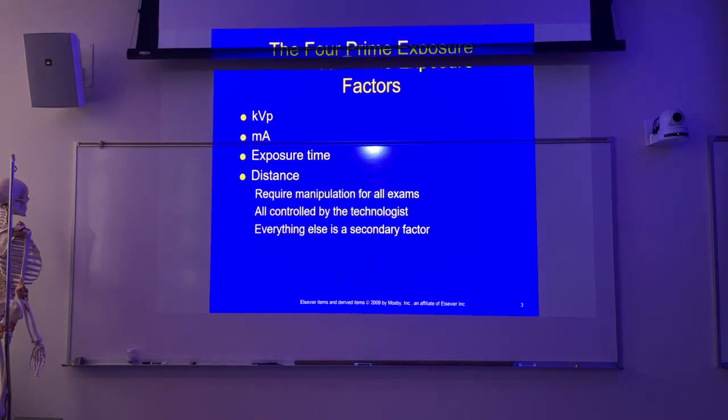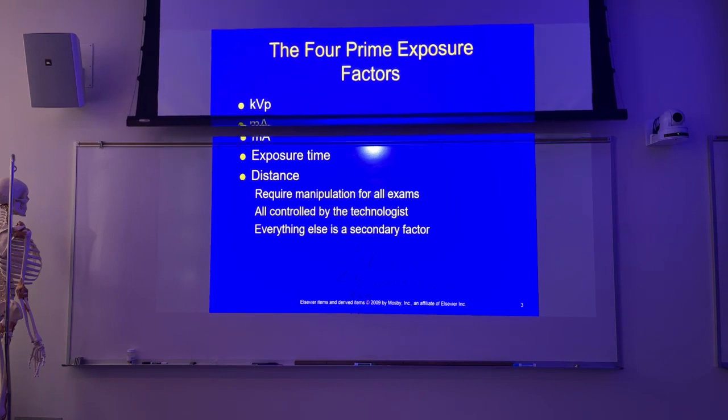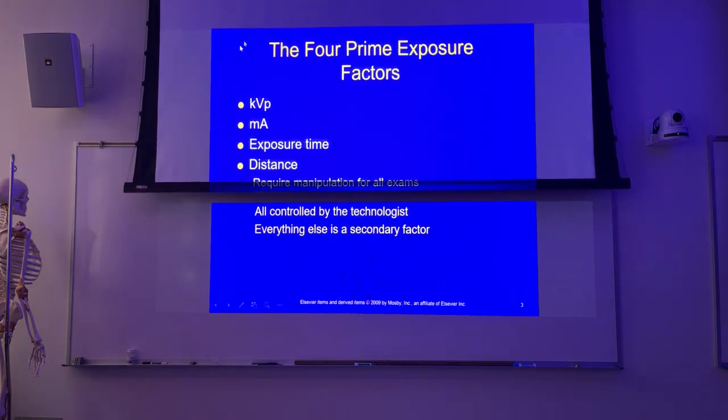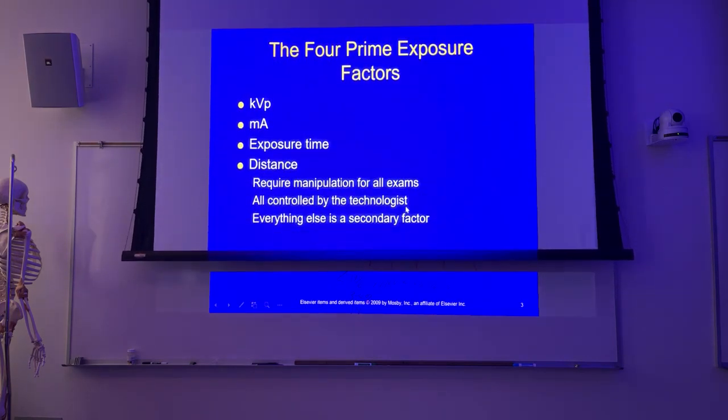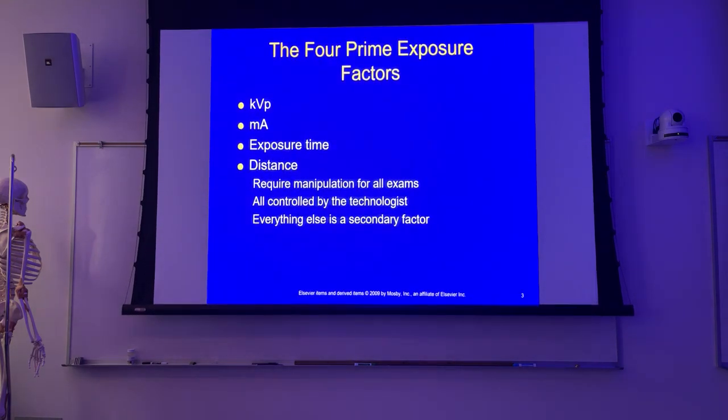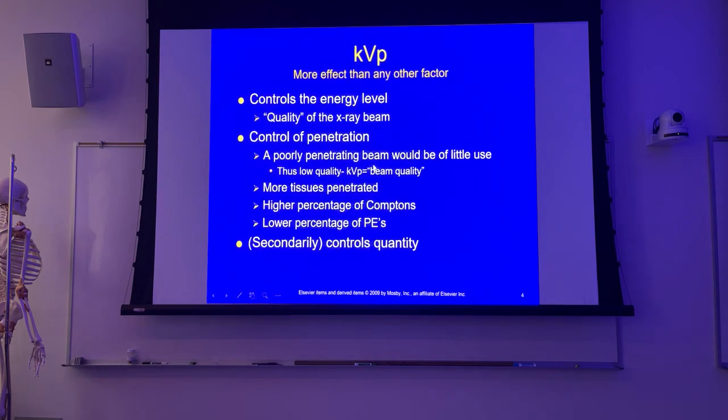So we're going to talk about kVp, we'll talk about mA and exposure time separately, and we'll talk about distance as well. Those are the reason we call those the four prime exposure factors, because that's what you're going to use to control the intensity and the quantity and the quality of the X-ray beam. You don't use a change in generator, right? You don't flip a switch and suddenly you're shooting with a single phase machine. These are the things that you're going to use to control your exposure factors or your exposure.